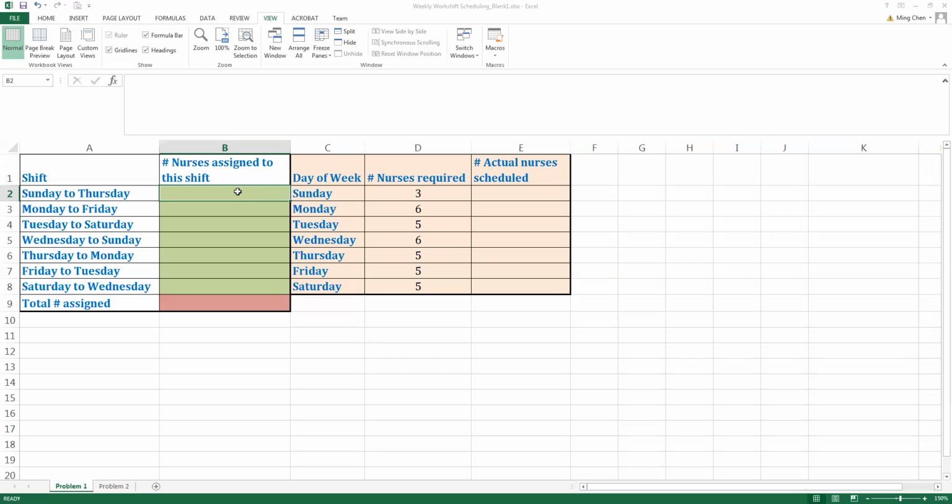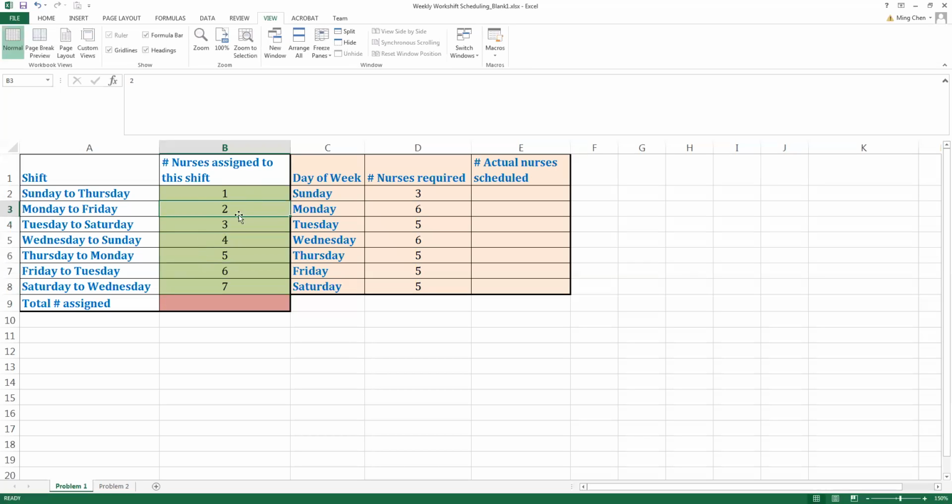Before we start, let's put in some arbitrary numbers. As I said, it's arbitrary, so you can put any number you want. To make it simple, you can put all 0, so that means you don't have to type anything. But here, to make things clear, I want to put in some arbitrary numbers. For example, I want to hire 1 person to work from Sunday to Thursday, 2 people to work from Monday to Friday, 3 people from Tuesday to Saturday, and 4 people, 5 people, 6 people, 7 people. So these are the number of people I want to hire for different shifts.